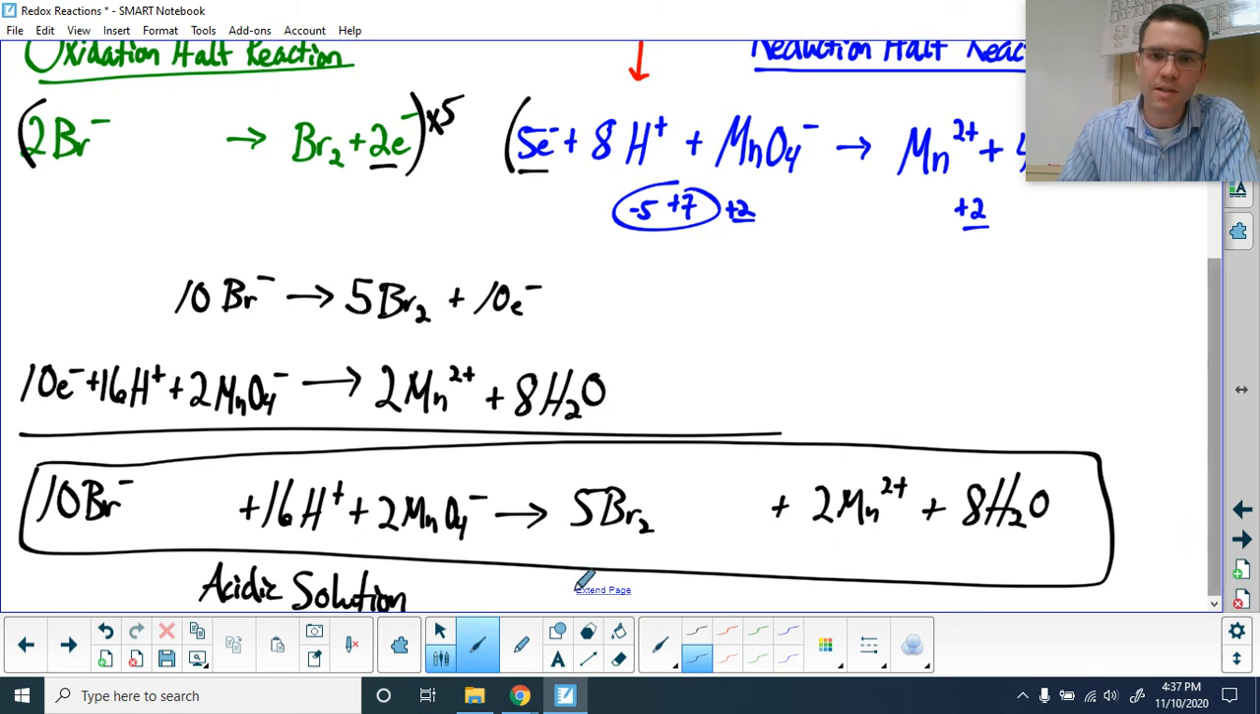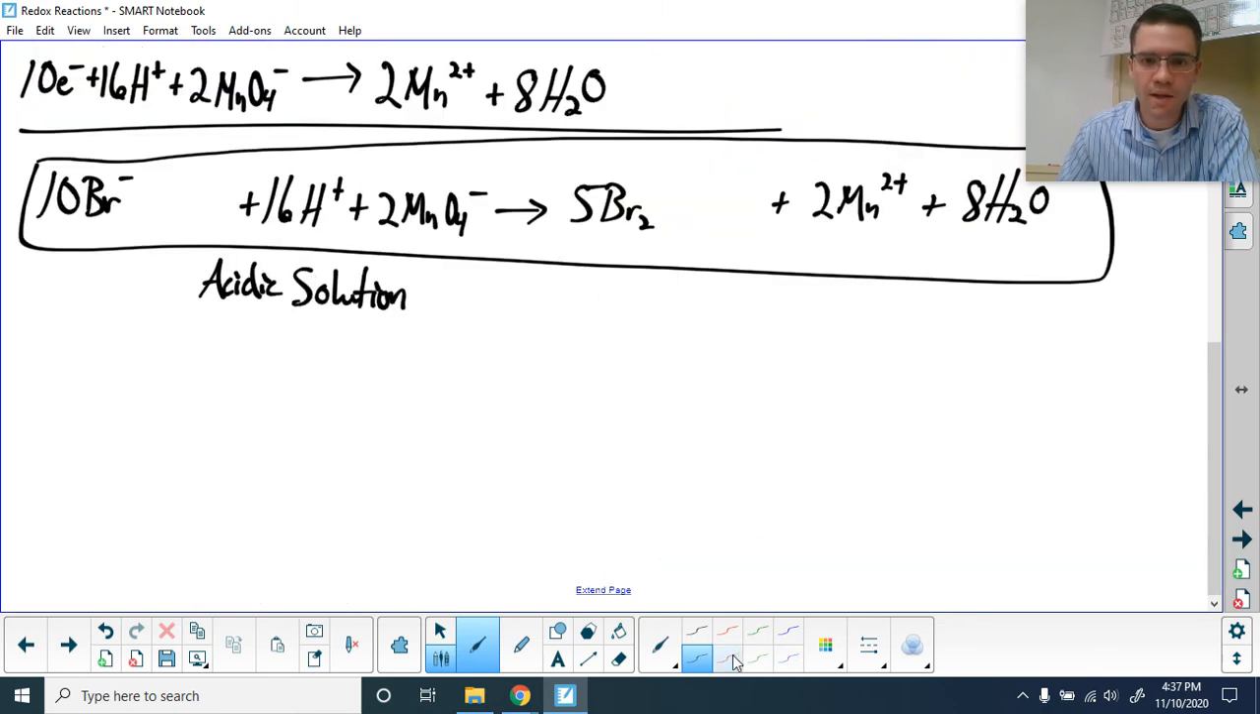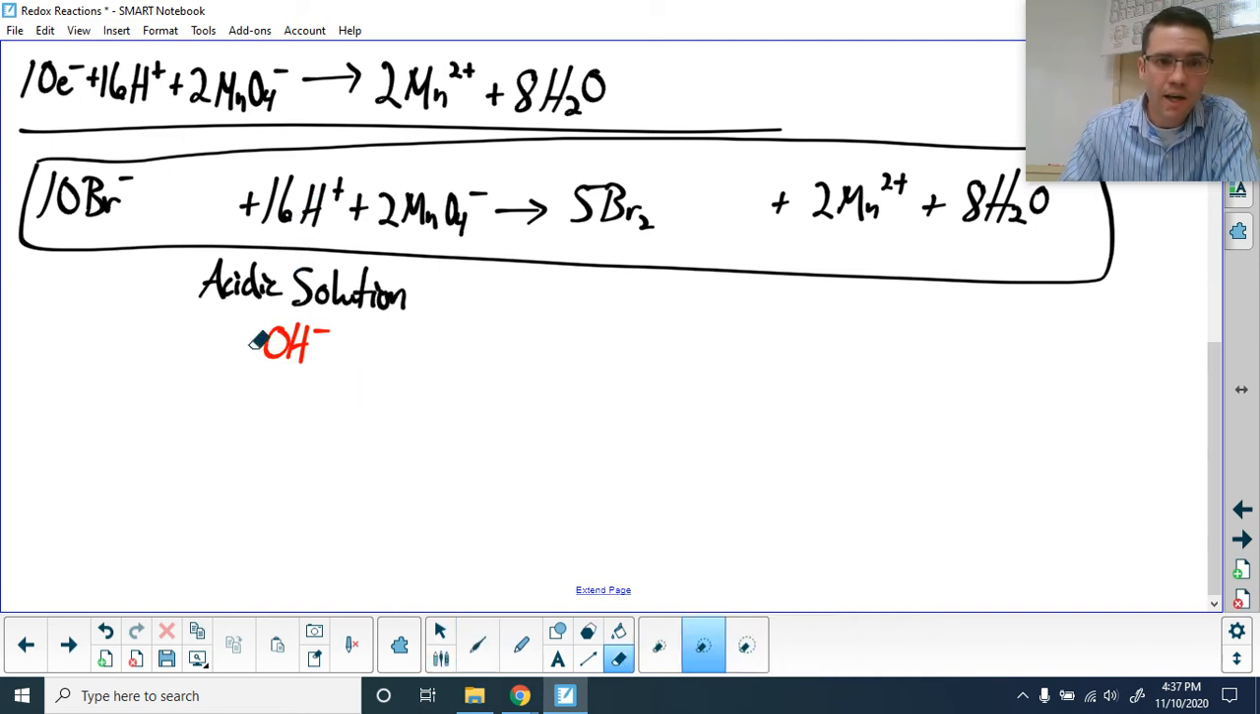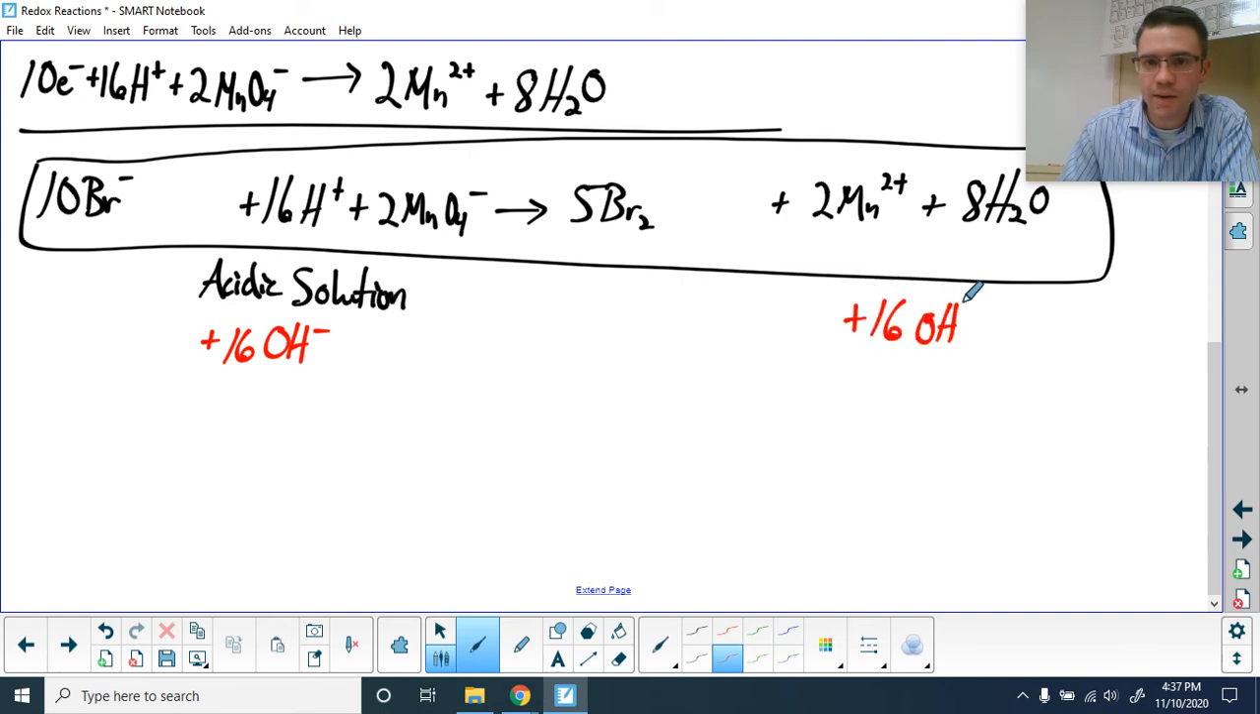You take your equation that's balanced in acidic solution, and all we do is we want to neutralize these H pluses. And we do that by adding hydroxide. H plus plus hydroxide equals H2O. So I want to add 16 of these hydroxides so that all 16 of my H pluses react and make H2O. And if I do it to one side, I need to do it to the other side. So I'm going to add 16 OHs to this side as well.